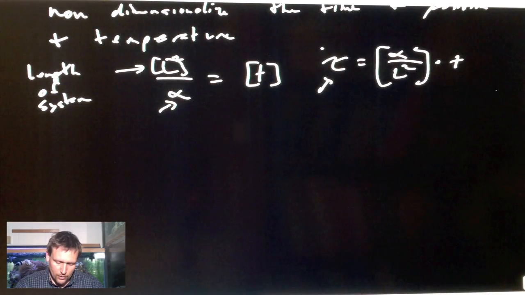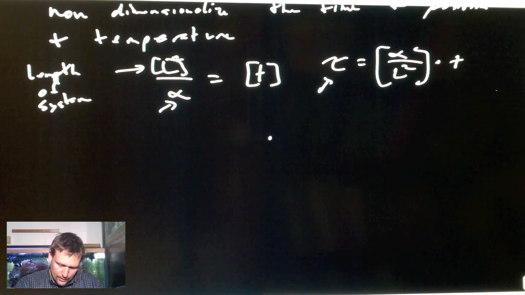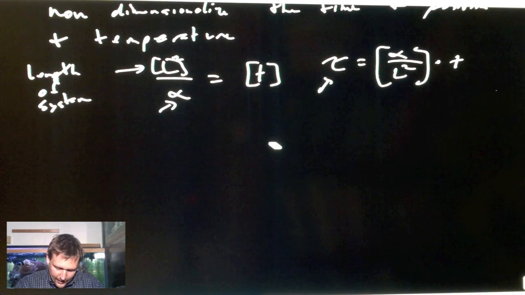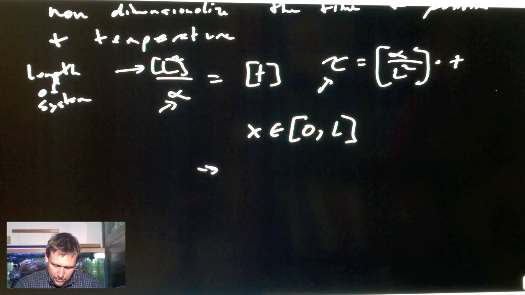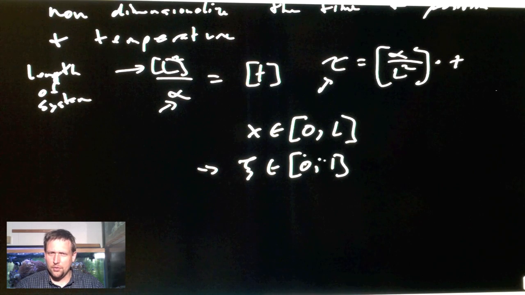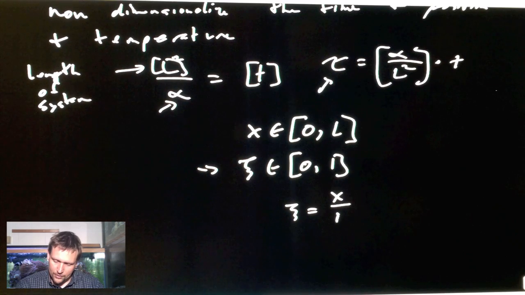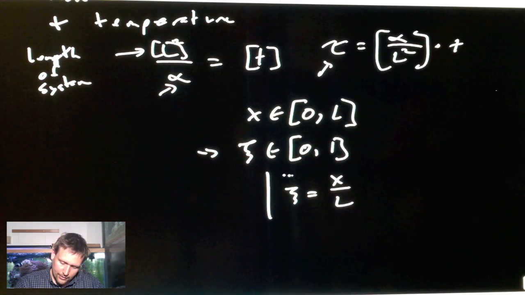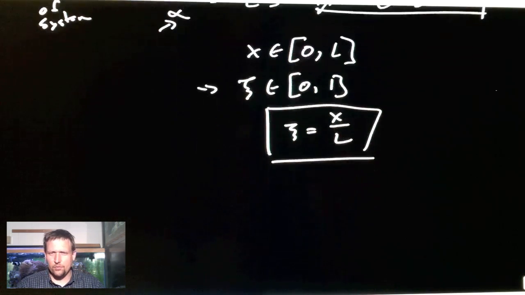Now what about position? Well, I think a natural choice for position is the length of the system, and that is very often a natural choice. So here, x is on the interval 0 to L. What we want to do is map this to a new independent variable, psi, which is on the interval 0 to 1. And how do we do this? We just divide through the whole thing by L. So psi is defined as x divided by L, and this becomes our second dimensionless parameter for this system.